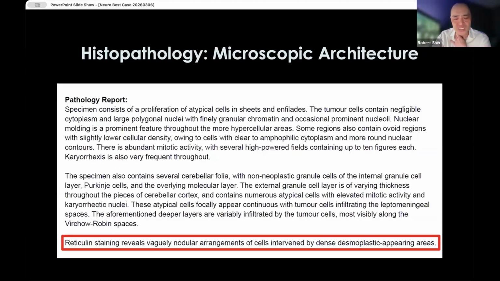I'm going to show you some screenshots from the path report, not because I want you to fall asleep reading a bunch of words, but because I can illustrate how people think about medullos nowadays. This is just looking at the H&E, the microscopic architecture. They talk about hypercellular areas. And at the bottom, you can see they talk about that nodular arrangement of cells. And the nodules contain less cellular areas and are surrounded by more hypercellular desmoplastic areas.